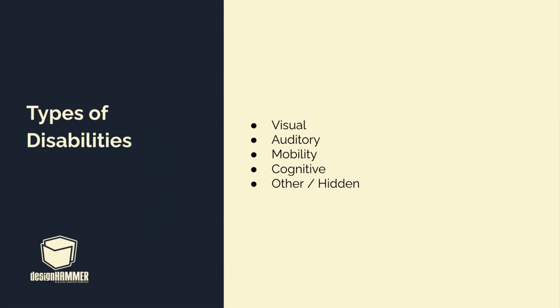You've got visual impairment, which is not just blindness. It could be low vision. It could be color blindness. A lot of places in between. You've got auditory disabilities, so hard of hearing or deafness. Mobility, which includes fine motor control, cognitive disabilities, and then other or hidden disabilities.